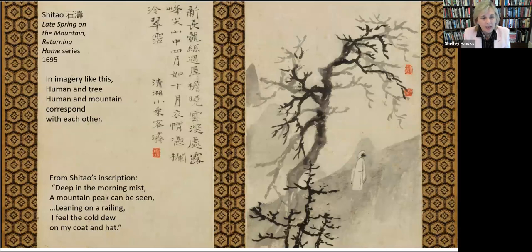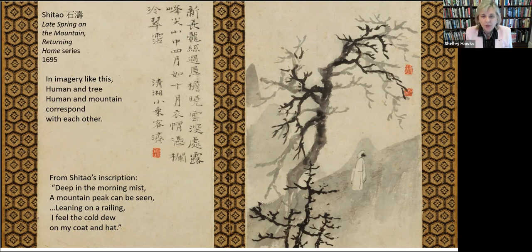Now back to Shitao's painting. So this album leaf conveys something central to his one-stroke theory, that the natural world and the human world relate closely to each other. He shows this visually by making the human figure and the mountain peak's triangular shape echo each other. The figure leans to the right, as does the tree trunk. Its branches encircle the figure in a kind of embrace.